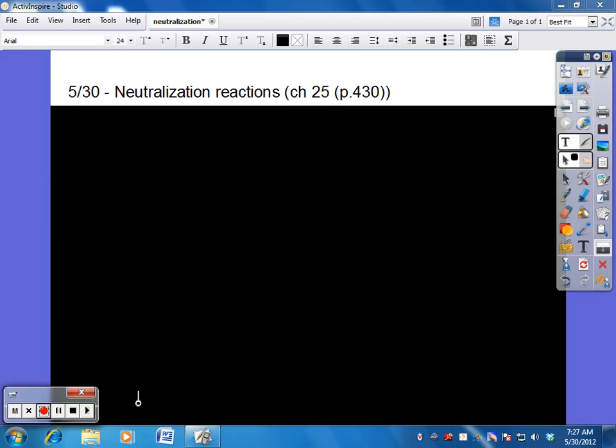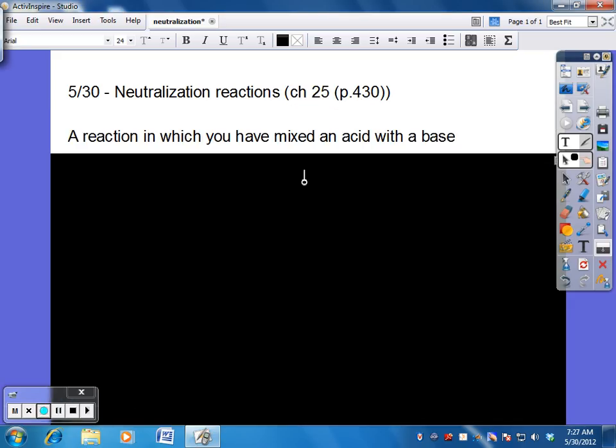Today we're going to learn about neutralization reactions. This comes from section 25.1 in your book, which is page 430. A neutralization reaction is a reaction in which you have mixed an acid with a base and it neutralizes.